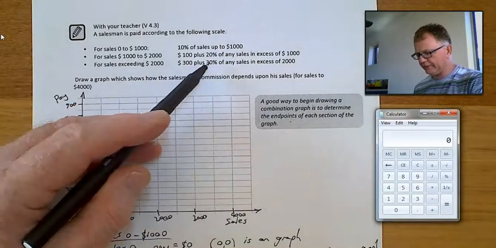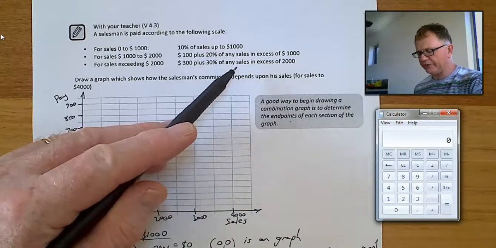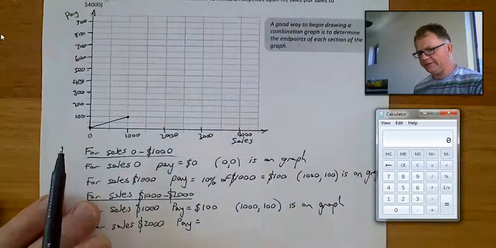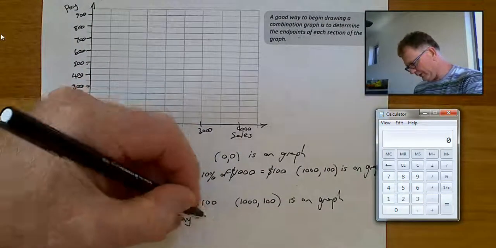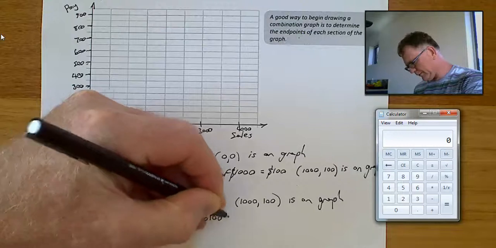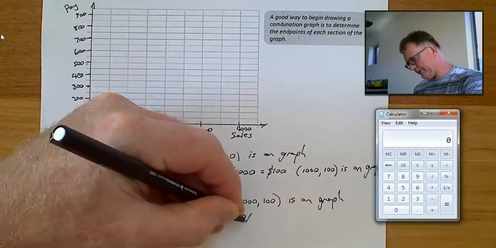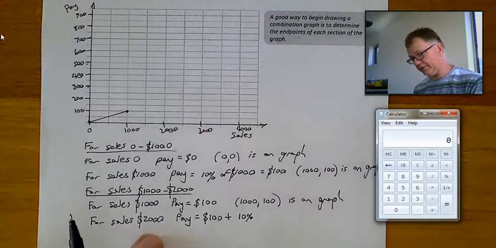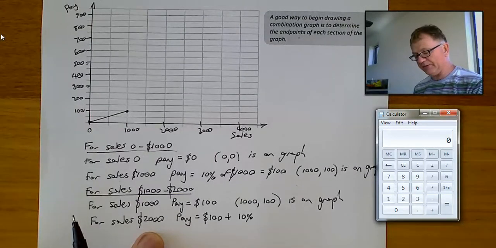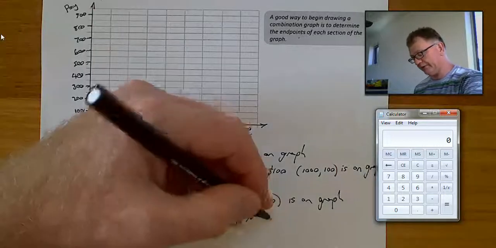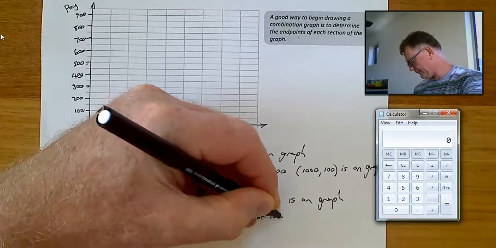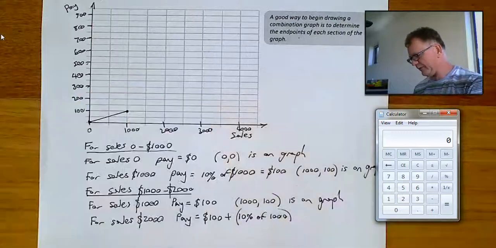$100 plus 20% of any sales that are more than $1,000. So his pay is going to be $100 plus 10% of anything he earns more than $1,000. Now if he's selling $2,000, it'll be 10% of that. Anything more than $1,000 will be $1,000 extra dollars he earns that's more than $1,000. 10% of 1,000.